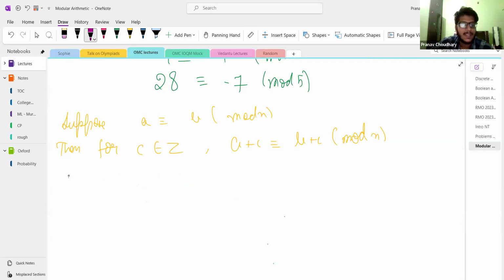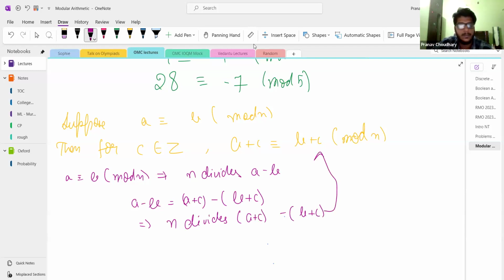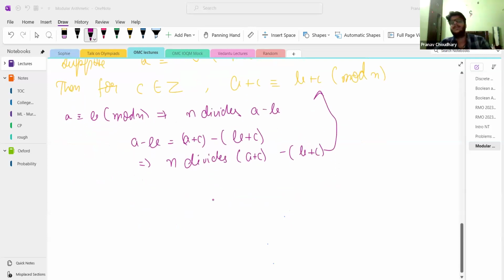Since A is congruent to B mod n, this means n divides A minus B. I can write A minus B as A plus C minus B plus C. So this implies n divides A plus C minus B plus C, and this just implies this thing. Yeah, that's the proof that I had in mind, but that goes unnecessarily wrong. This is much nicer and much cleaner. So we'll just prove it with this.